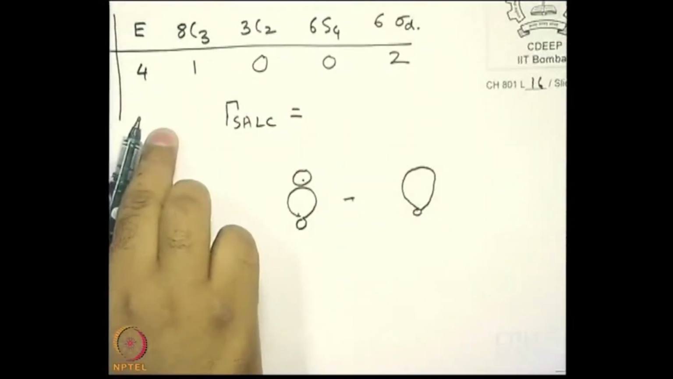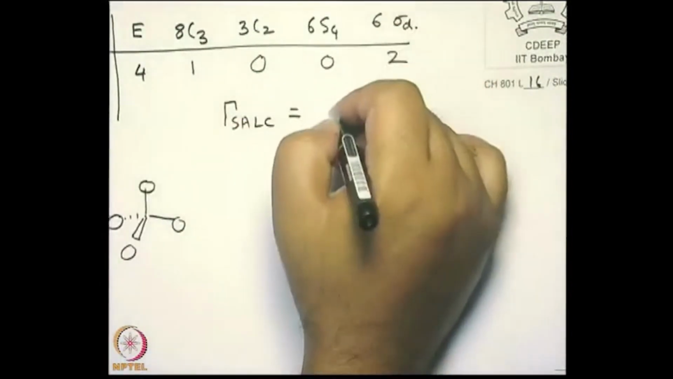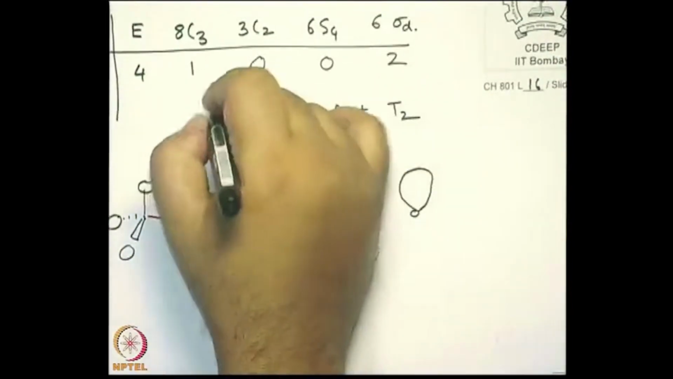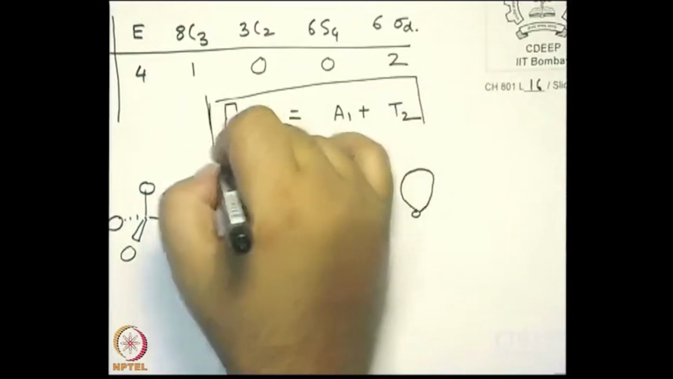Break this down. What you get is A1 plus T2. Four SALCs, one is A1 and the remaining 3 jointly form the basis for T2. You can work it out using that relationship, 1 by h sum over R chi IR, and the answer you will get is gamma SALC is A1 plus T2.